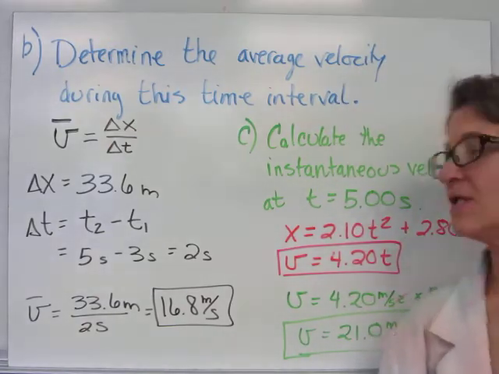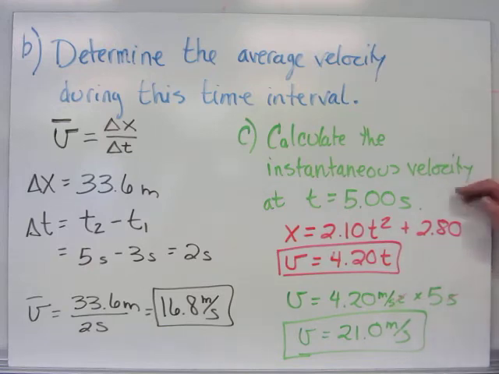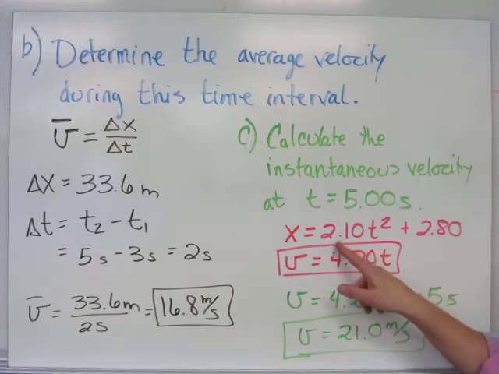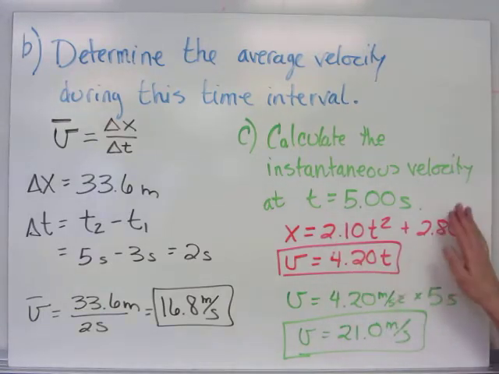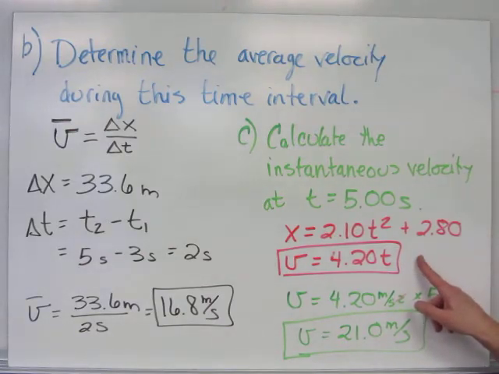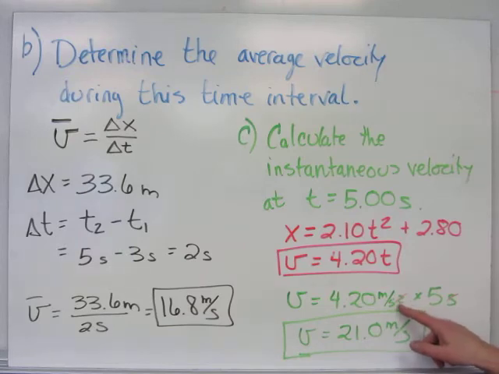To use your new skill, we're going to calculate the instantaneous velocity at t equals 5 seconds. There's your original equation, and we're going to take the first derivative. The first derivative is 2 times 2.1 gives us 4.2t. The 2.8 goes away because there's no t involved. So our velocity at 5 seconds is 4.2 meters per second squared times 5 seconds. Our instantaneous velocity at 5 seconds is 21 meters per second.